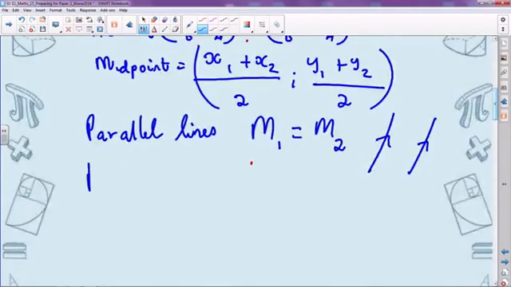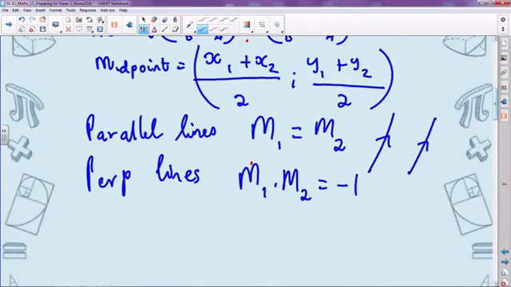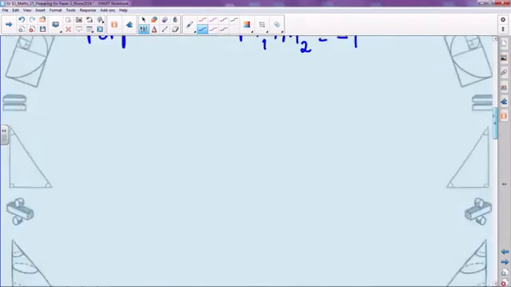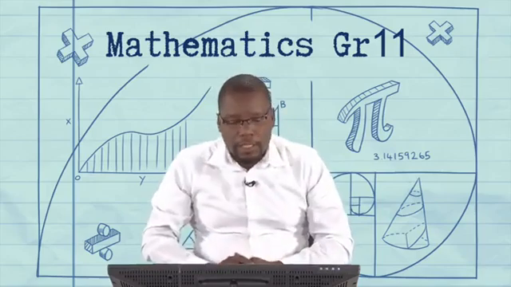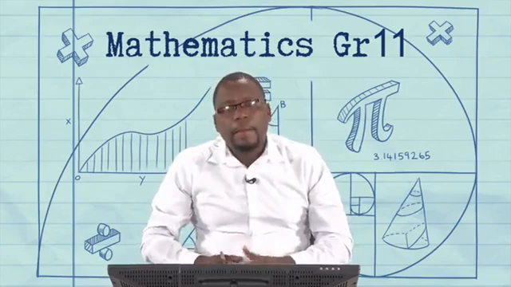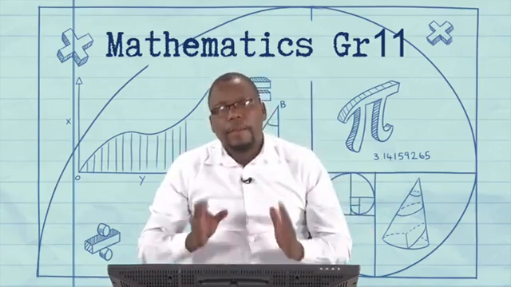And then for perpendicular lines, the gradient of the first line times the gradient of the second line equals -1. They will also ask you about the angle of inclination. Please be reminded that to work out your angle of inclination, m equals tan theta, where m stands for the gradient. The rest we'll talk about when we look at the questions. In short, make sure you know all the formulas and when to apply them. Analytical geometry is the easy section.